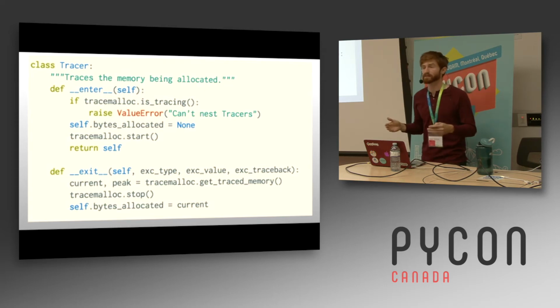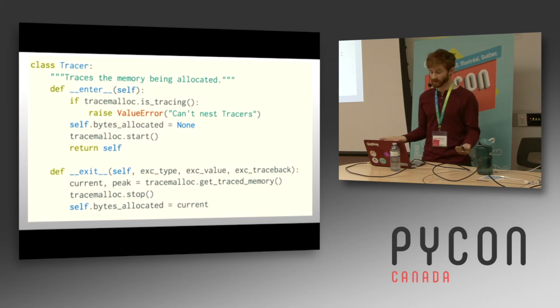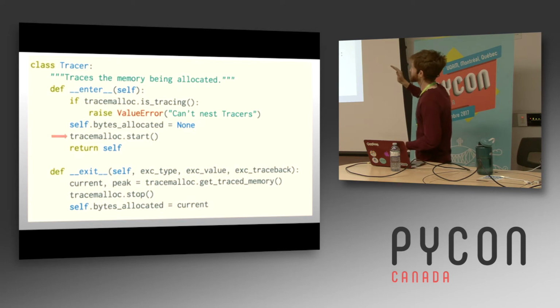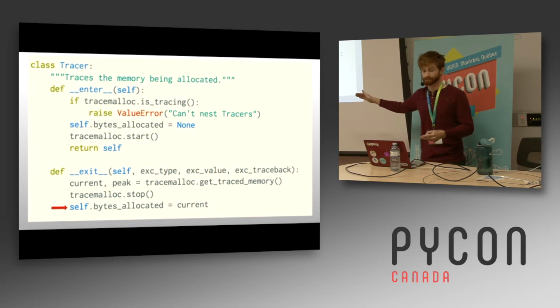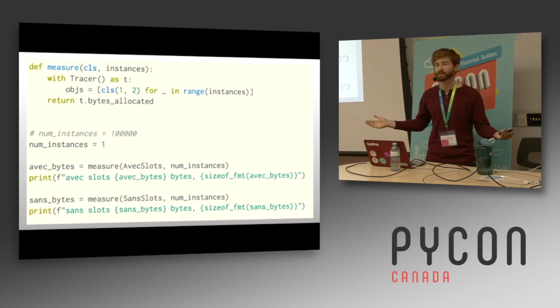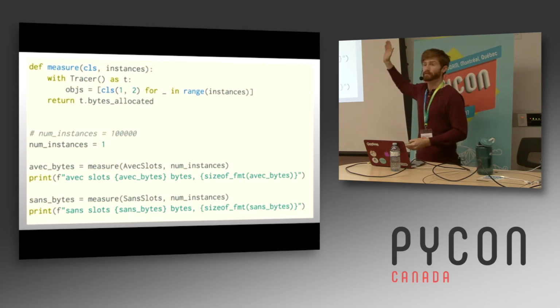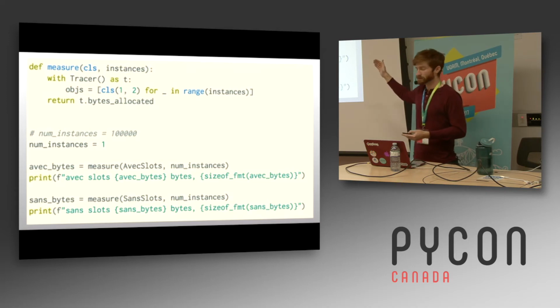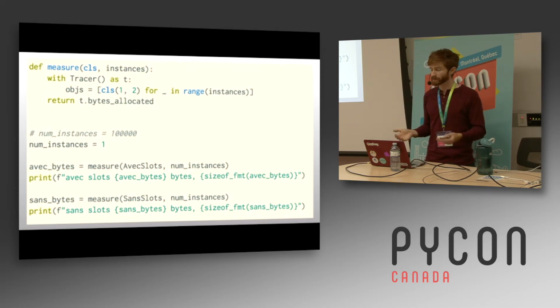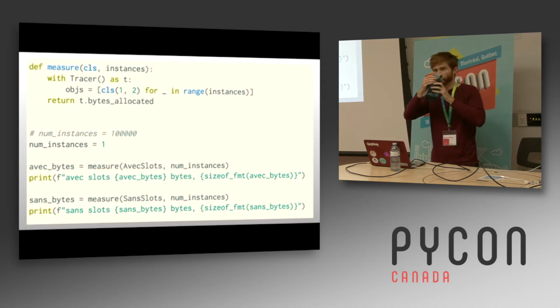This class implements __enter__ and __exit__, so it is a context manager and can be used with the with statement. All that this does is start tracing on enter, stop tracing on exit, and make the number of bytes allocated accessible as an attribute. Now, we can use this tracer context manager in this function called measure. It's going to make a list of n instances of the class and return how much memory was just allocated. We're going to use that function with our old friends, VexSlots and SandSlots, and print the results.